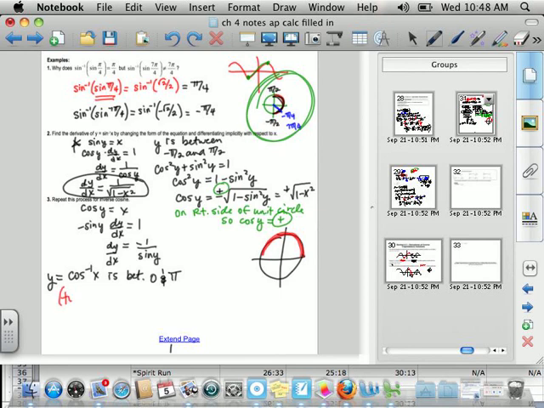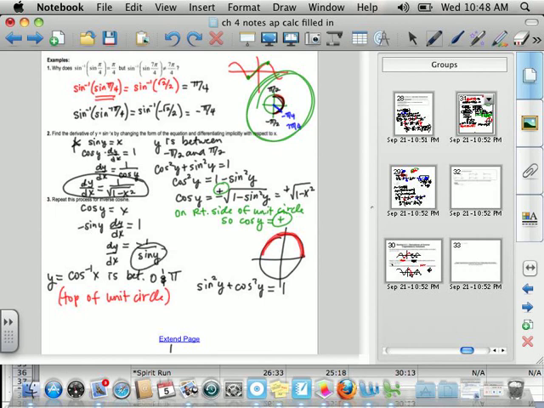So top of unit circle. Okay, so let's do that same thing. So let's write cosine squared plus sine squared equals 1, or sine squared plus cosine squared, doesn't matter. And think about how you would solve for sine y.